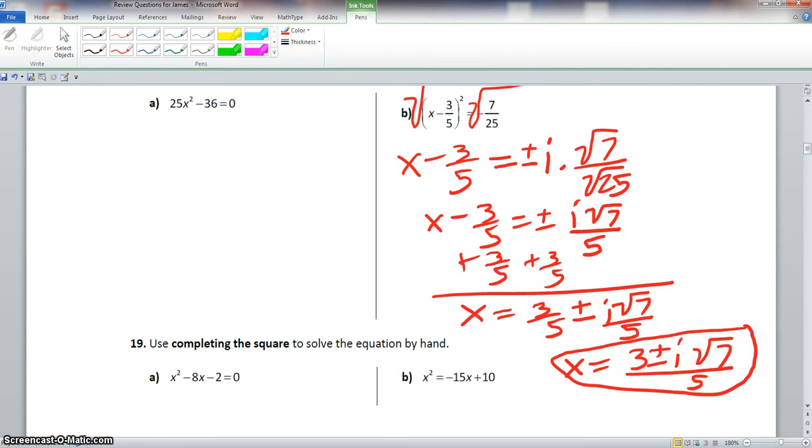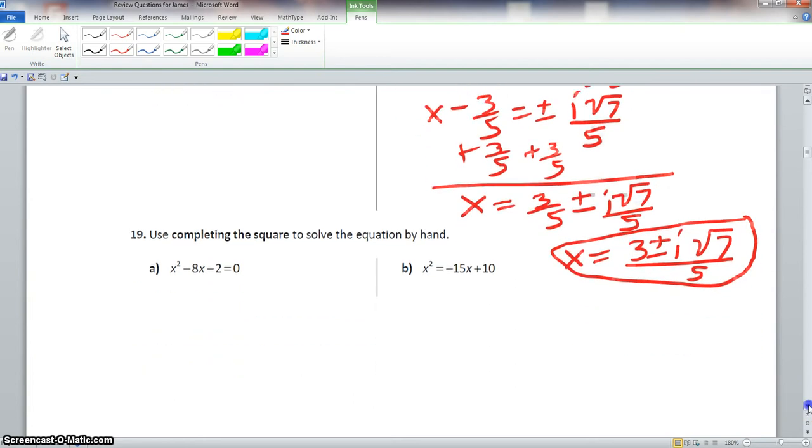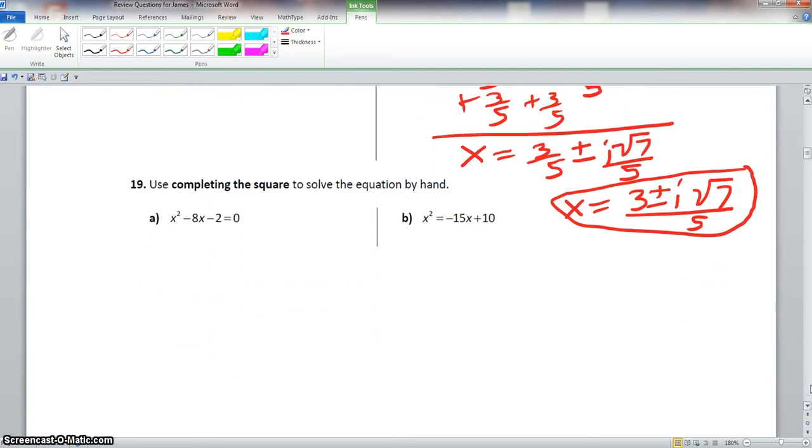Now we come to 19. The only question from 19 was 19b. It says here, use completing the square to solve the equation by hand. Now we know we're completing the square, we need x squared and the x on one side. So we will add 15x on both sides. So we will have x squared plus 15x. We like to leave a little space, and that would equal 10.